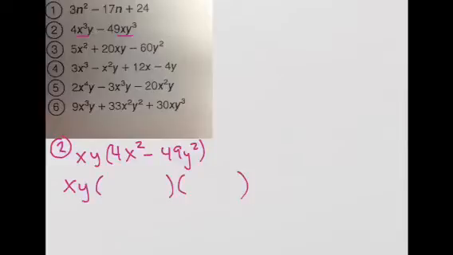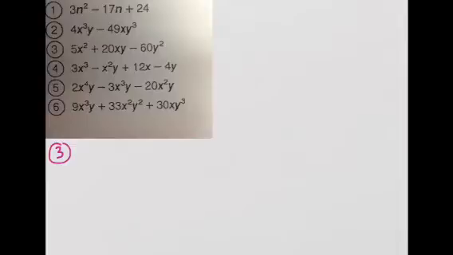So the square root of 4x squared is 2x. So I write it here and here. And the square root of 49y squared is 7y. So I put it here and here, and then plus and minus in between. And you're done. For number 3, the greatest common factor is 5, so I'm going to take out a 5.